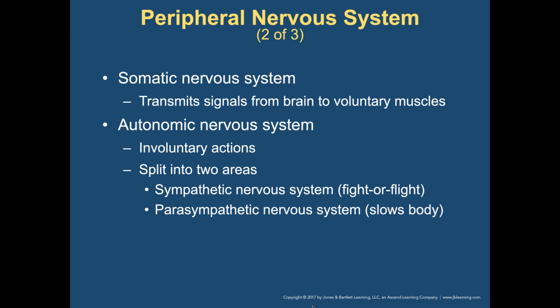Your sympathetic and parasympathetic nervous system, which we talked about before, exists within the autonomic nervous system because, again, it needs to be an automatic response.